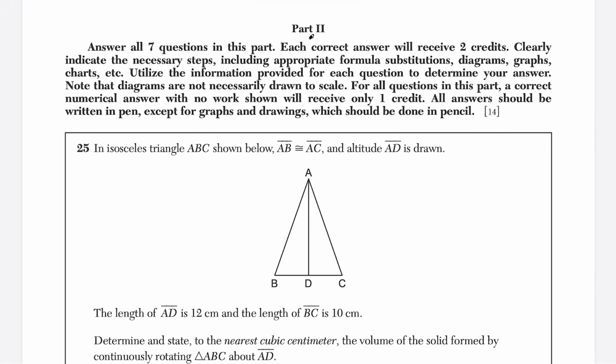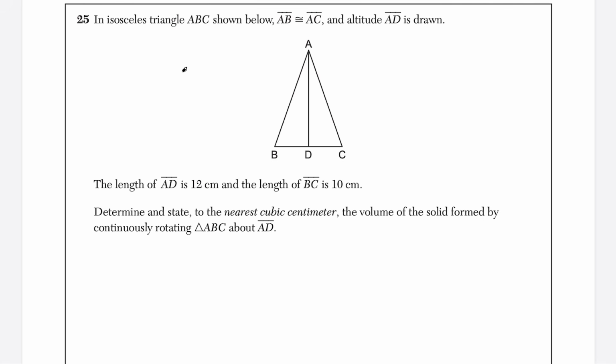But first up, we're going to do the part 2 questions, and each question here is worth 2 credits. Question 25, we have isosceles triangle ABC, and we're told that line segments AB and AC are congruent. So we're just going to mark these off as congruent. And then next we have altitude AD is drawn. Well, if AD is an altitude of this triangle, and it hits this side over here, we could say that these two angles here are 90 degrees.